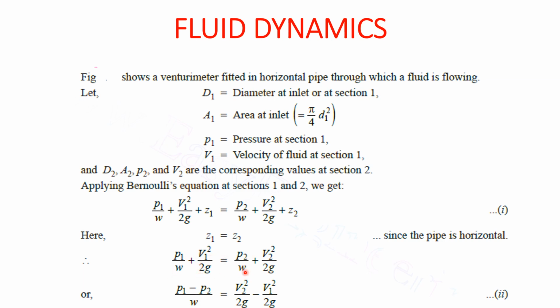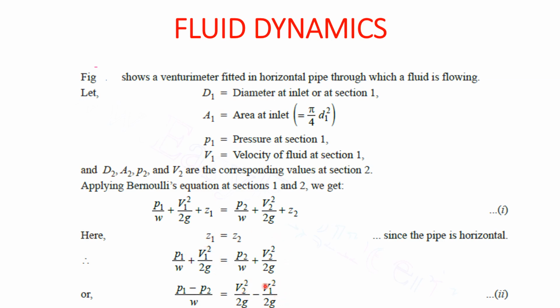So Z1 and Z2 are equal, so they can be eliminated from this particular equation. Hence, Z1 is equal to Z2 since the pipe is horizontal. So the equation becomes P1 by W plus V1 square by 2G is equal to P2 by W plus V2 square by 2G. Now what we will do is take the pressure terms at one side and velocity terms at the other side.